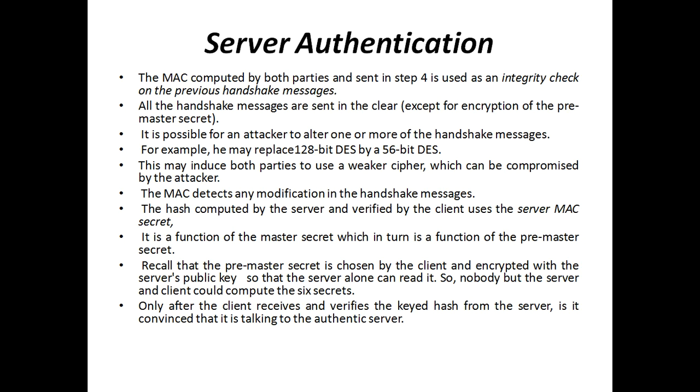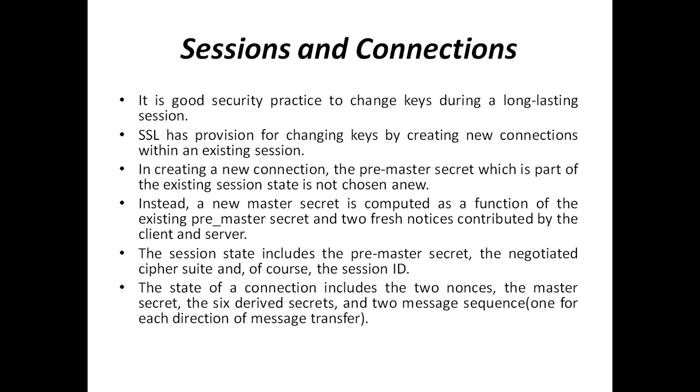The hash computed by the server and verified by the client uses the server MAC secret. It is a function of the master secret, which in turn is a function of the pre-master secret. Recall that the pre-master secret is chosen by the client and encrypted with the server's public key so that the server alone can read it. So nobody but the server and the client could compute the 6 secrets, which we have done in step 3. Only after the client receives and verifies the keyed hash from the server is it convinced that it is talking to the authentic server.